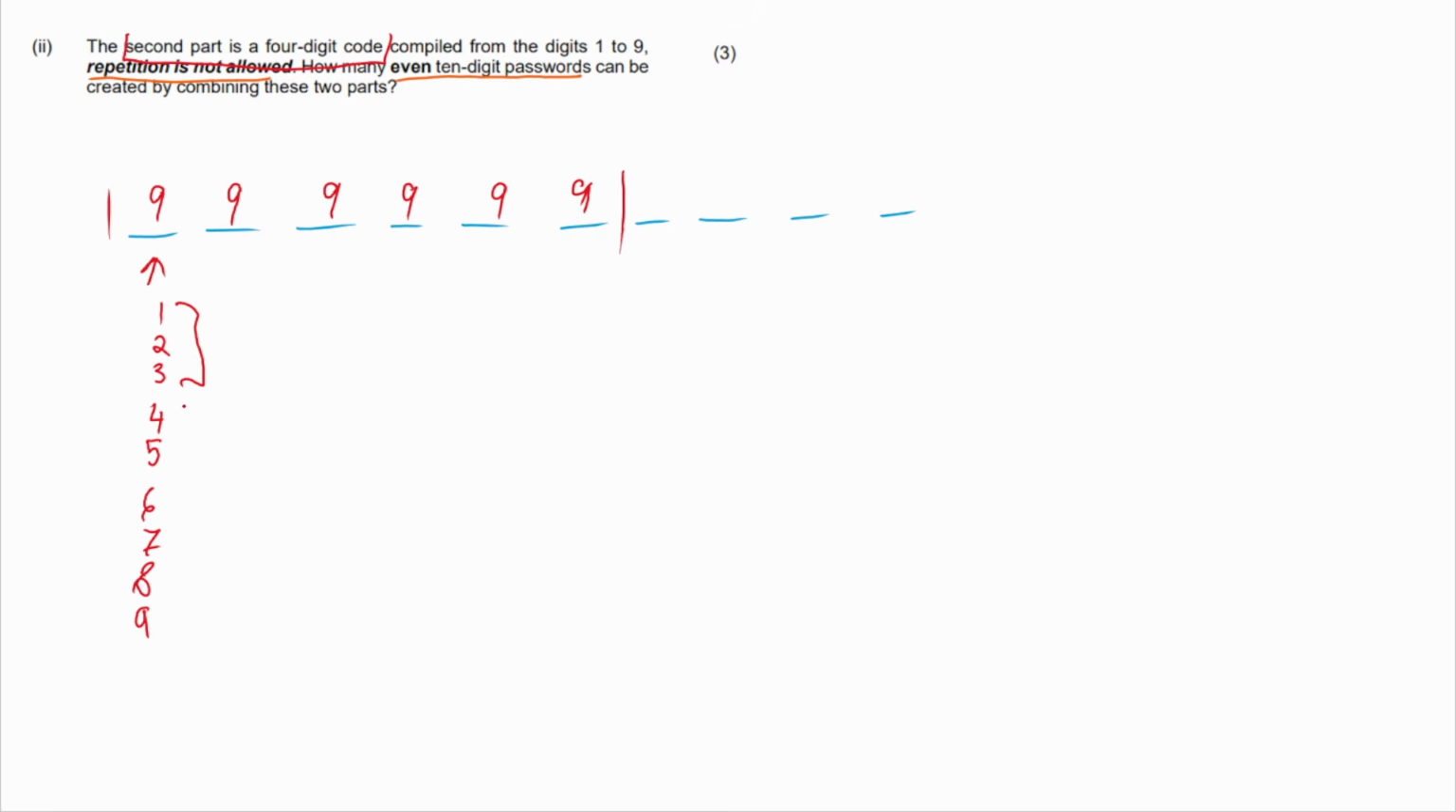You'll see that's 3, 6, 9. So there are 9 options that can go in that slot. I hope that clarifies that. Now let's look at the second part that's a bit new.